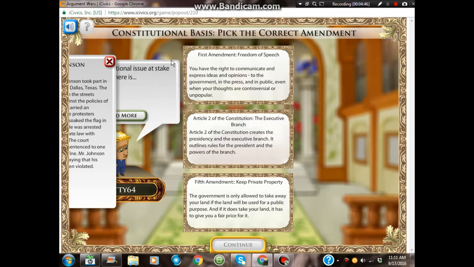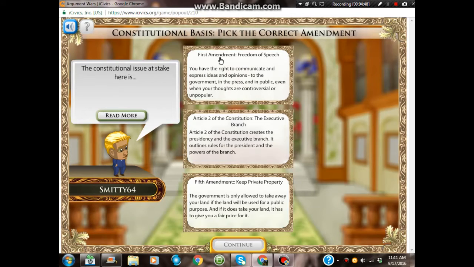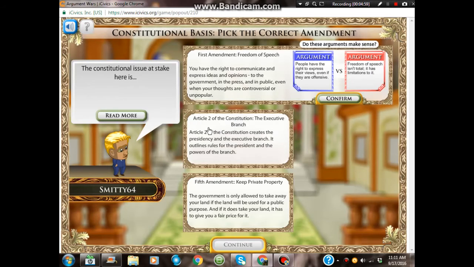That is constitutional rights. First Amendment: you have the right to communicate and express ideas and opinions to the government, the press, and public, even when your thoughts are controversial or unpopular. Obviously, that's not the executive branch, that's completely wrong. People have the right to express themselves, their views, even if they are offensive, versus freedom of speech isn't total, it has limitations to it. Yes, like you can't murder someone to express your views. That's a limitation.